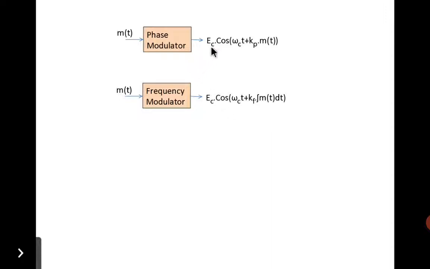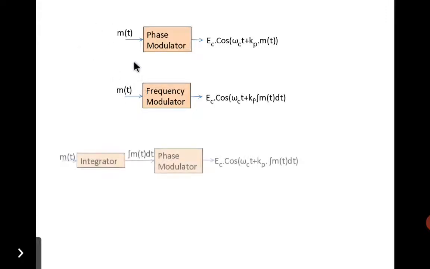So instead of giving m(t) directly to a phase modulator, if we give the integral of m(t) at this point, the output should be an FM wave. That is, here a message signal is first given to an integrator circuit, and the output of the integrator circuit should be given to a phase modulator. Then this phase modulator output will give an FM signal. Look at this, these two equations are the same.